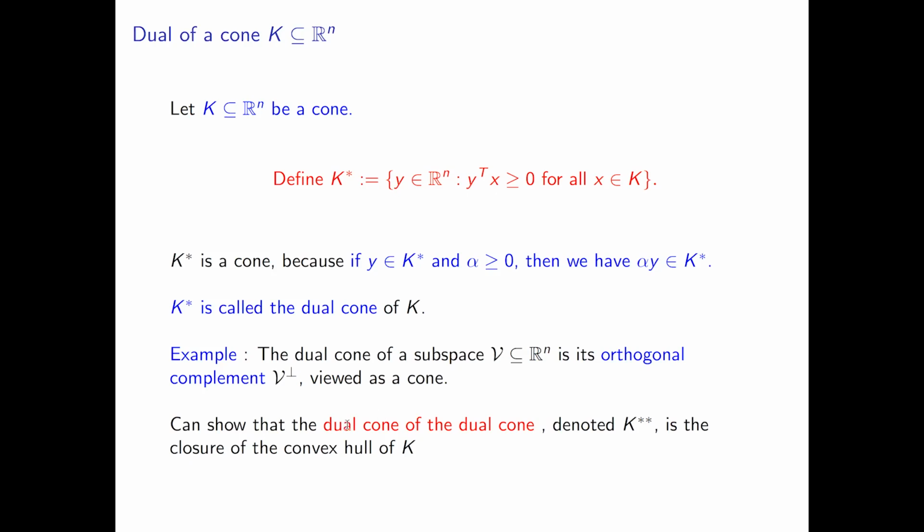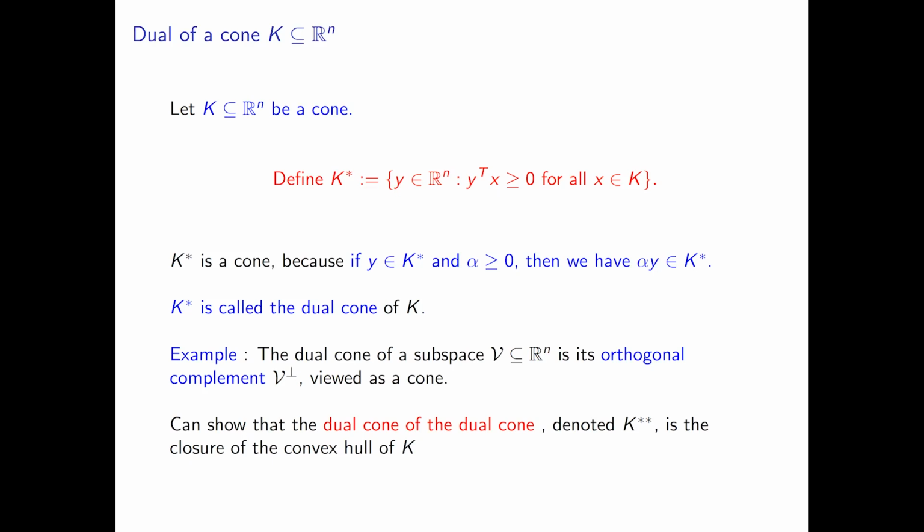Now it can be shown that if you take the dual of the dual, that is you start with the cone K, you take its dual K star, and you take the dual of K star, so that's K double star, then you basically end up getting the closure of the convex hull of K. I'm not going to prove that, but you can think about it.